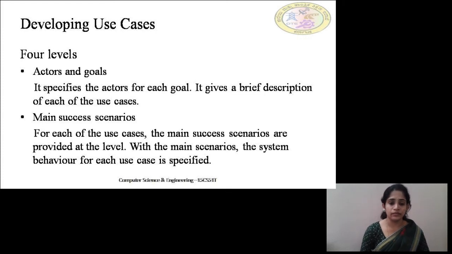The second level we are concentrating on here is defining the main success scenario. After identifying the actors and the goals for each of the use cases, the success scenarios are provided. The meaning of the word success scenario is that all the transactions are successfully done and complete, and what should be the system behavior of each use case at the specified level. Success means there are no exceptions, and all the things are completely done.